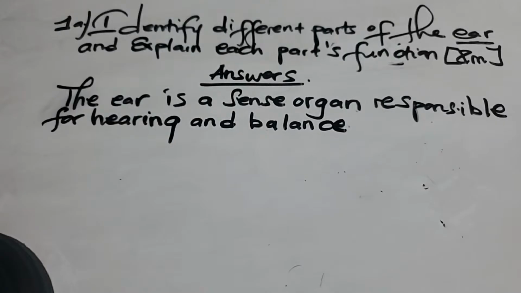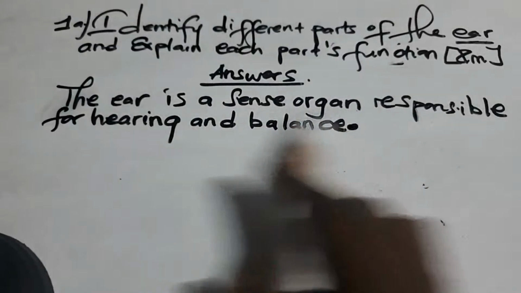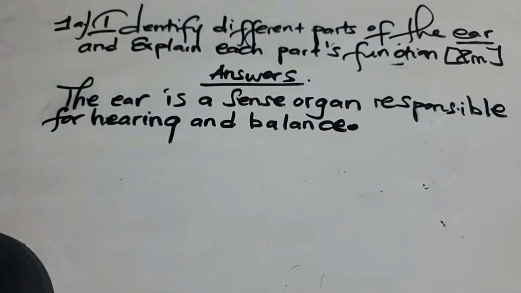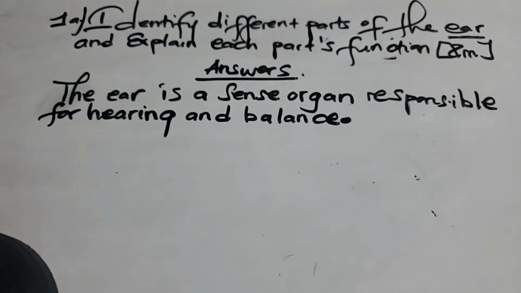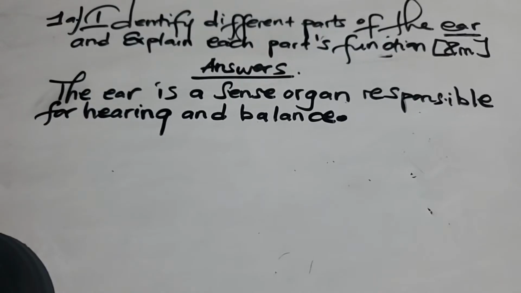We have written saying the ear is a sense organ responsible for hearing and balance. Then we can end up putting a full stop here, because this sentence plays a very important role. Avoid just going directly answering, okay? At least you have first to state that this part I am writing on is a sense organ and also it is responsible for such and such. So the ear is a sense organ responsible for hearing and balance.